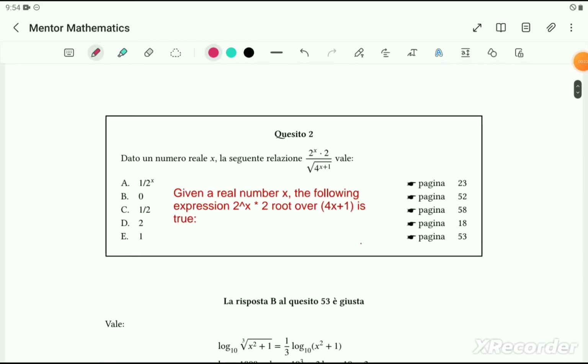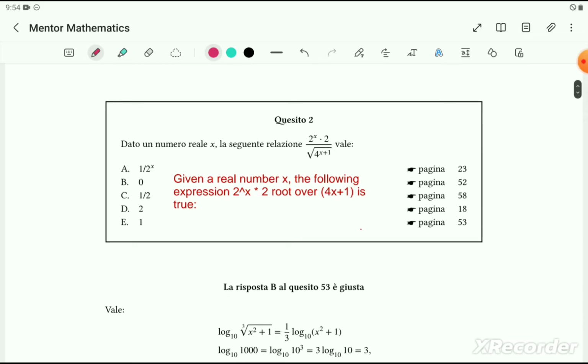Okay, let's solve this problem. This is a question that I solved in another video, but for continuity I will solve it again. Given a real number x, the expression here is 2 power x multiplied by 2 divided by root over 4x plus 1. We have to calculate and find the ratio of it, and find which option is the answer.